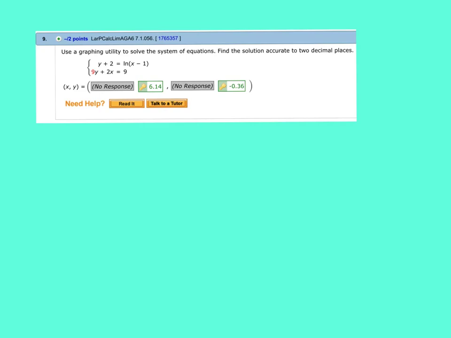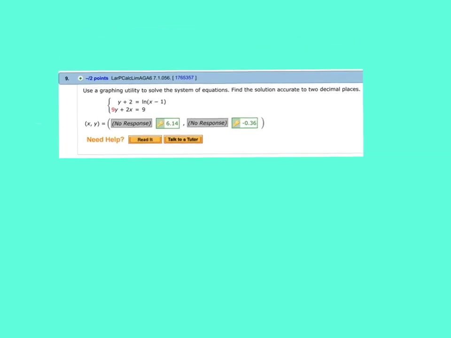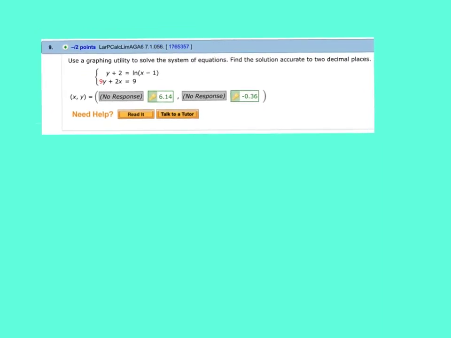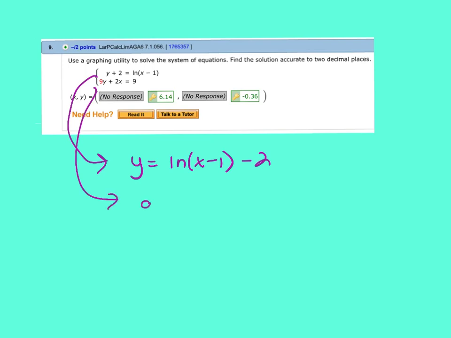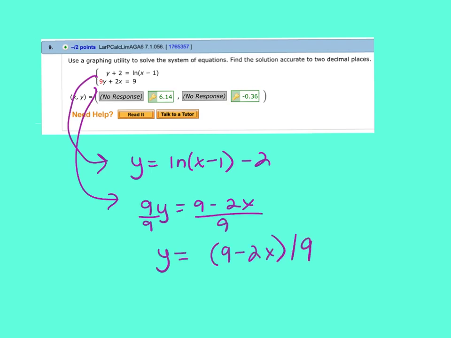Okay. Use the graphing utility to solve the systems of equations. So you just have to plug them in. The first thing I would do is solve for y. So y would equal ln of x minus 1 minus 2. And then for this one, I would have to do 9y equals 9 minus 2x and divide by 9. So this is an example of something you would see on your test where you could not solve it any other way. You'd have to plug it into your graphing calculator and then find where they cross.